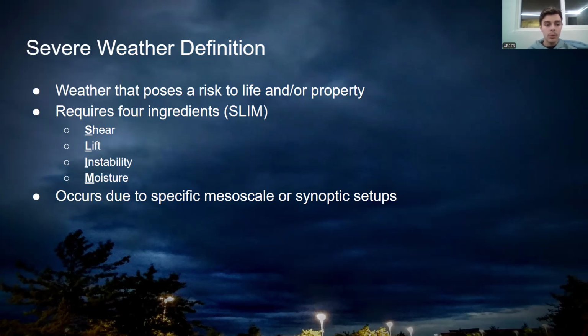For severe weather to occur, we need four ingredients: shear, lift, instability, and moisture. The acronym for that, to help you remember, is SLIM. These four ingredients can be present due to certain mesoscale or synoptic setups. From a synoptic standpoint, we're thinking of a large area and what's going on at a broad level.